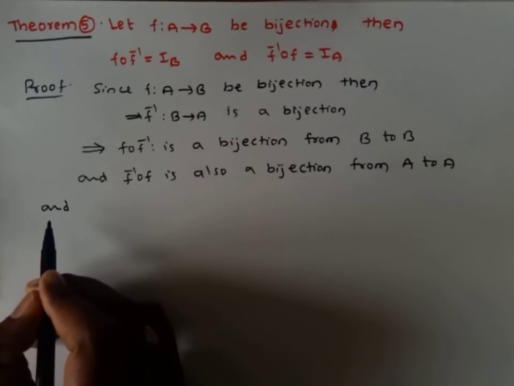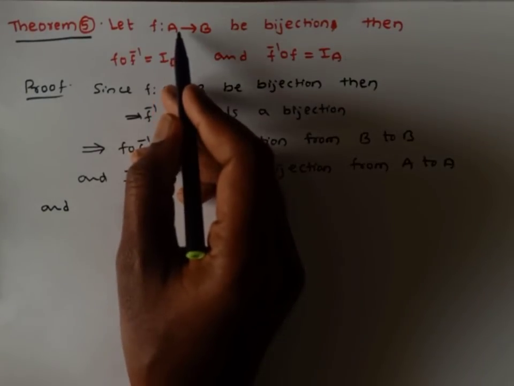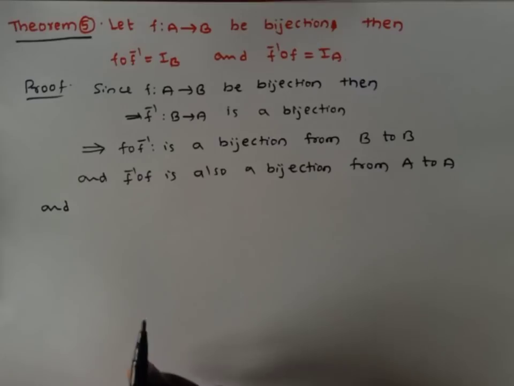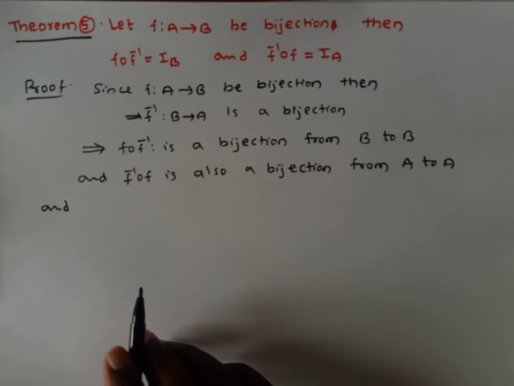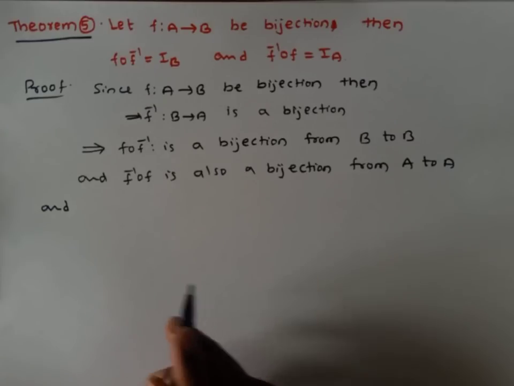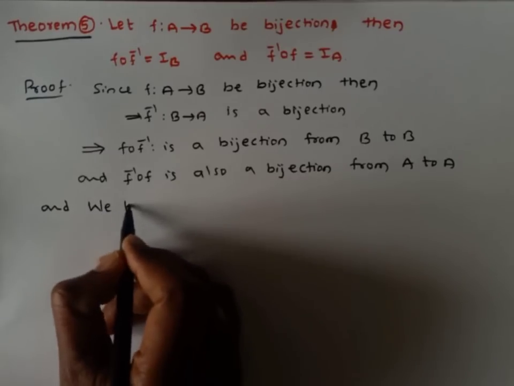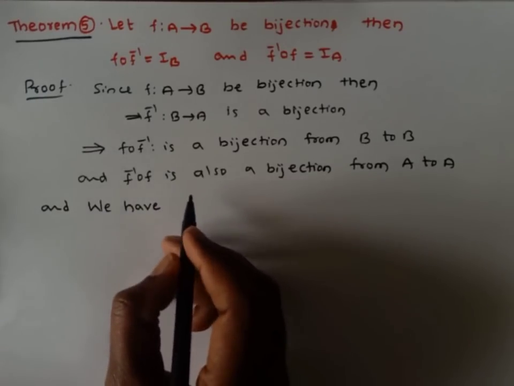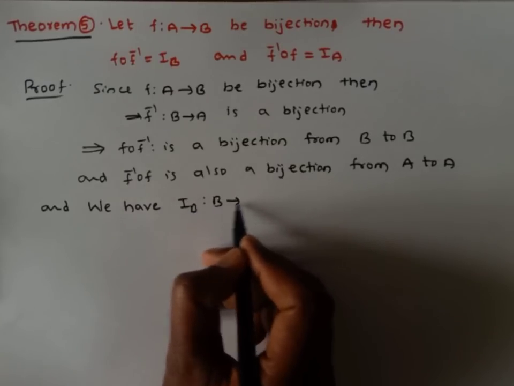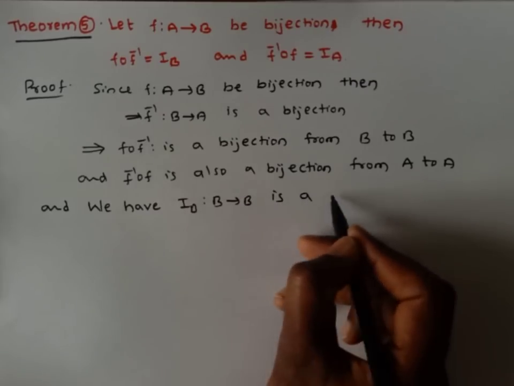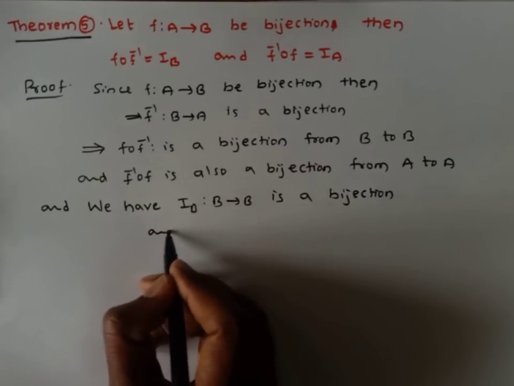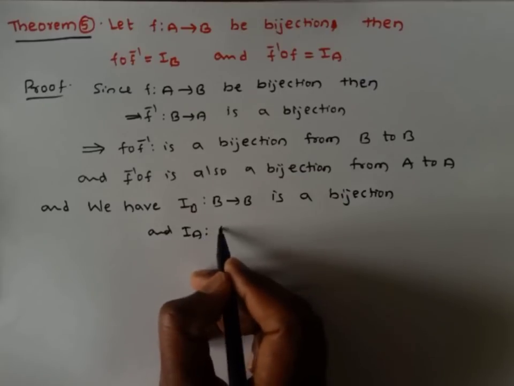And some identity functions. Okay, so we can create an identity function on A and B. Meaning IA is an identity function from A to A obviously, and IB is also an identity function from B to B. So identity function is always a bijection. And so we have two identity functions, IB from B to B is a bijection, and IA is also a bijection.